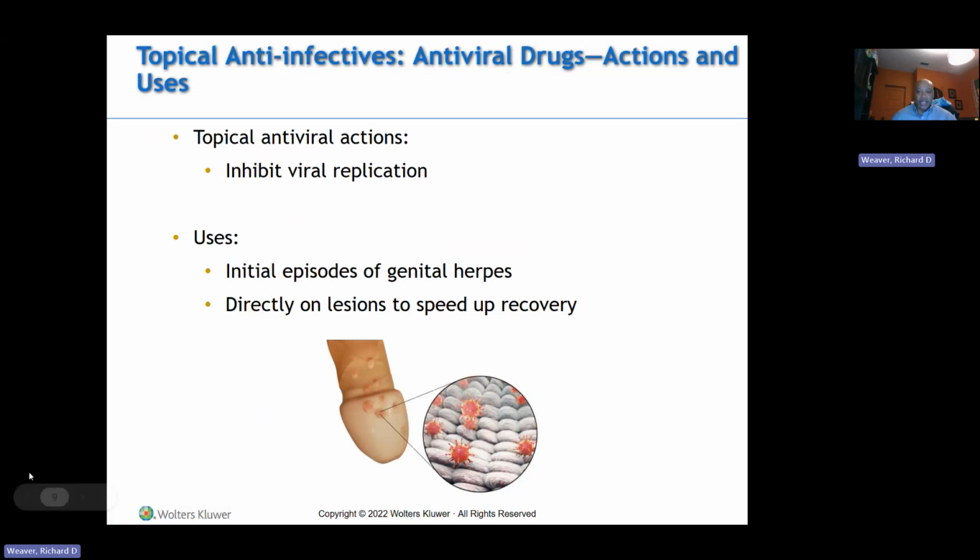Another medication that is considered an over-the-counter antiviral medication is docosanol, and this is a cream, again sold over the counter, and it also expedites or speeds the healing process. Right, and take a look at what the herpes virus looks like on the male penis here.